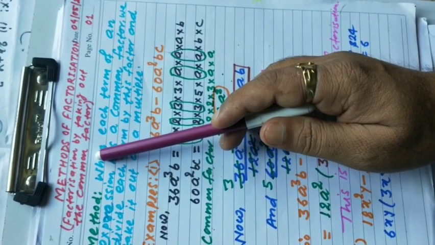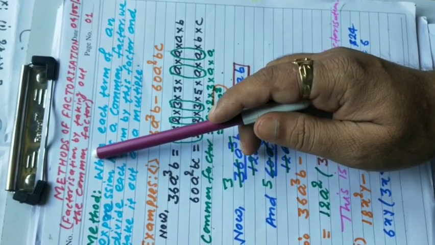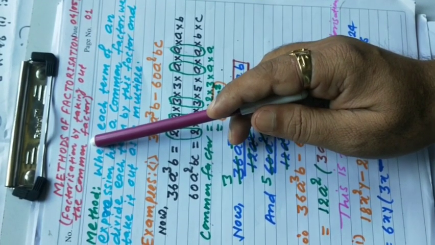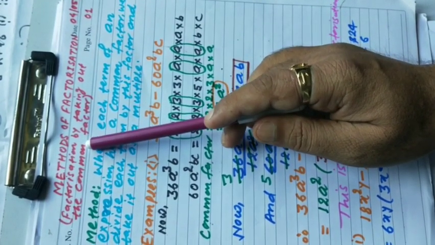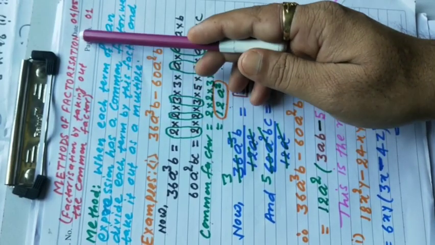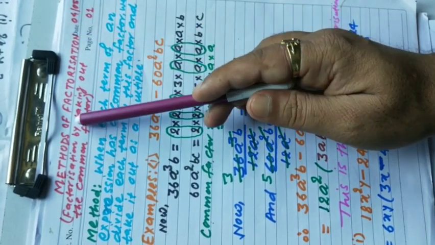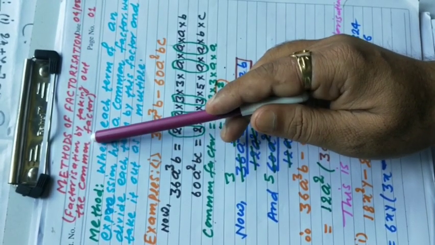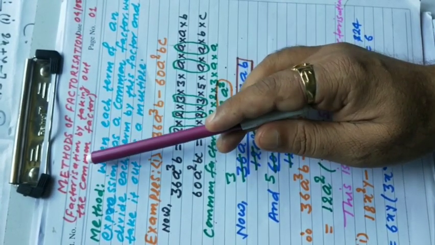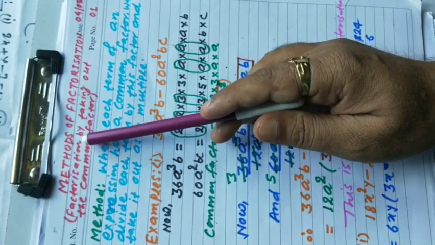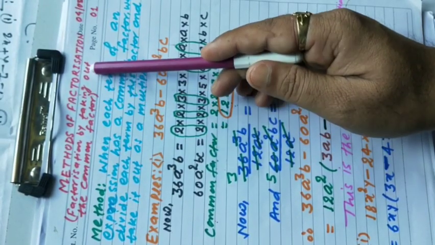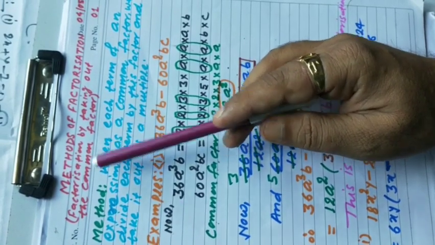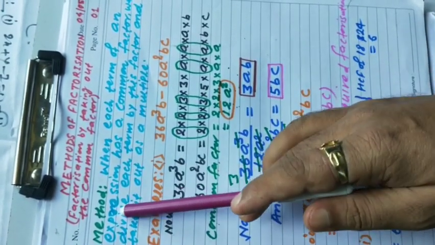Today I am here with the next topic of your chapter polynomial, and the topic is method of factorization. We will learn in this session about factorization by taking out the common factor. So let us see what is the method.